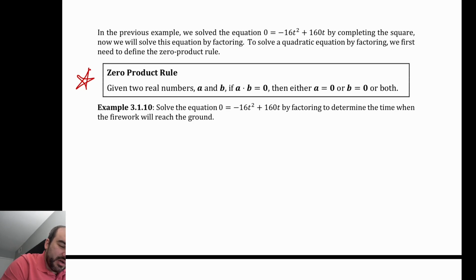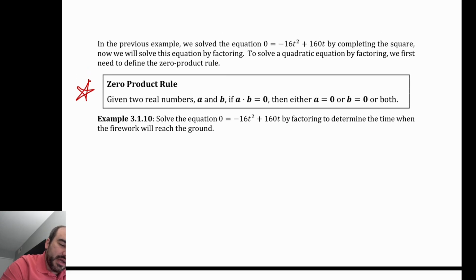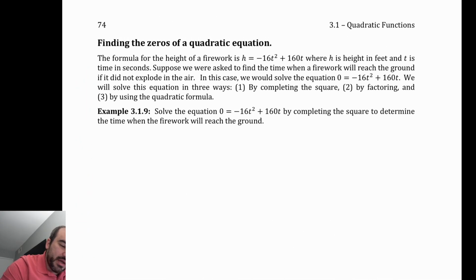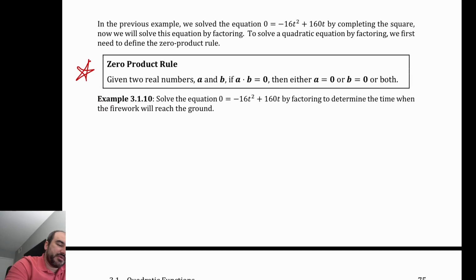So a question says solve the equation 0 equals negative 16t squared plus 160t by factoring, determine the time when the firework will reach the ground. So there was a firework apparently given by this equation. A firework's height off the ground is given by the negative 16t squared plus 160t. So we're going to solve this by factoring. So we'll say, okay, 0 equals negative 16t squared plus 160t.